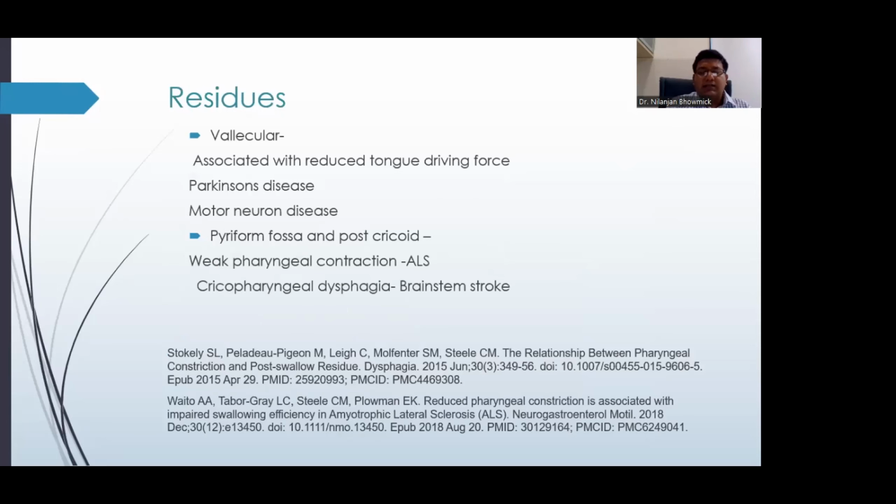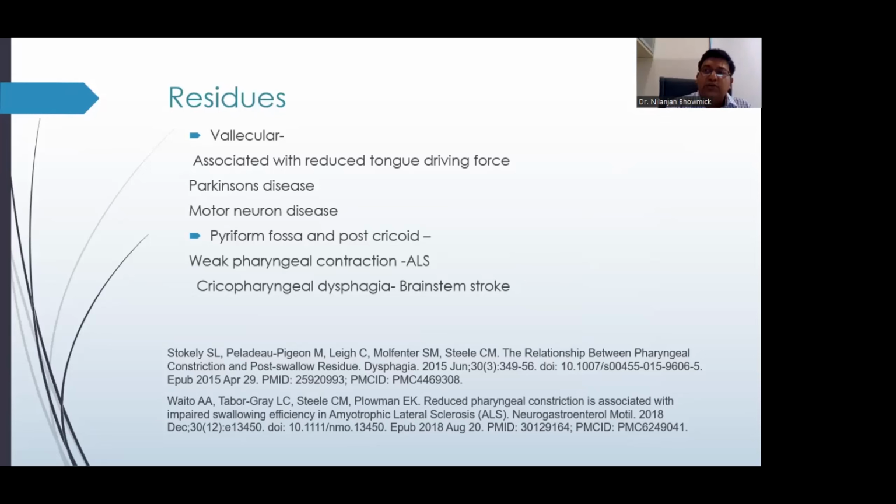Now, the other abnormality that we can occasionally see and very commonly see during a FEES examination is residues. Residues can occur at one of two places. Vallecular residues: it has been conclusively seen that vallecular residues occur because of either a reduced tongue driving force, which is the more common pathology, or sometimes because of a poor pharyngeal contraction. Reduced tongue driving force can be seen in patients of Parkinson's, motor neuron diseases. The other location for residues are the piriform fossa and the postcricoid region.